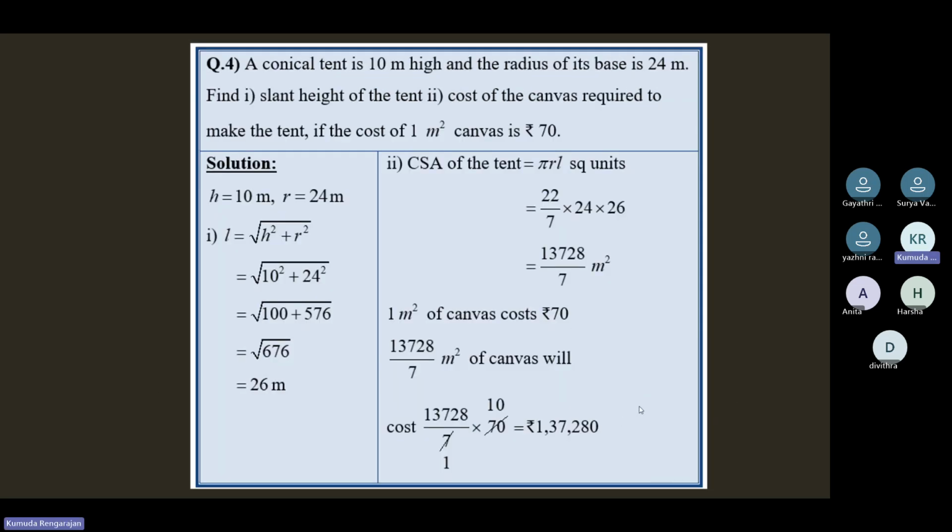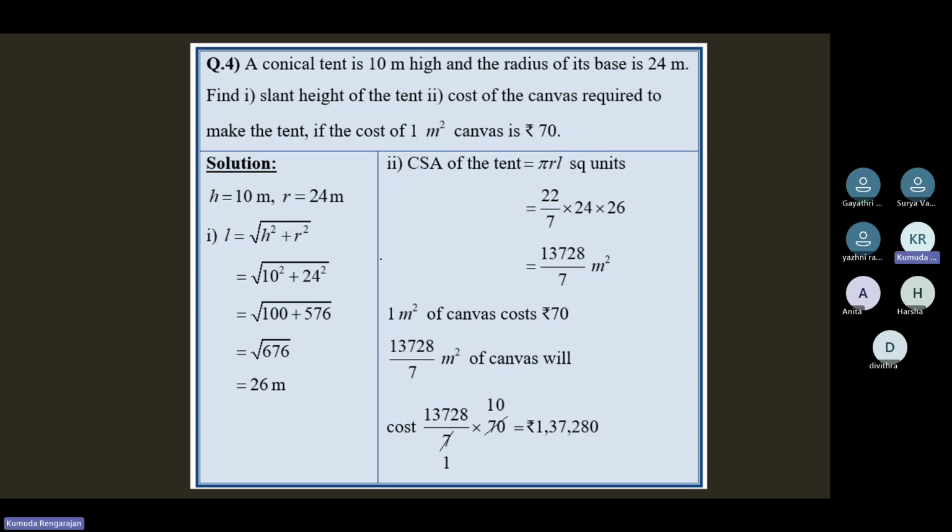So when it comes to a tent, we need to remember that the material, whatever the tent is made of, whether it is made of canvas or tarpaulin, there are different materials which are used to put up a tent. Whatever the material is, it is used only to make the curved surface area of the tent. See, we understood that a cone has two surfaces. It has a flat circular base and a curved surface.